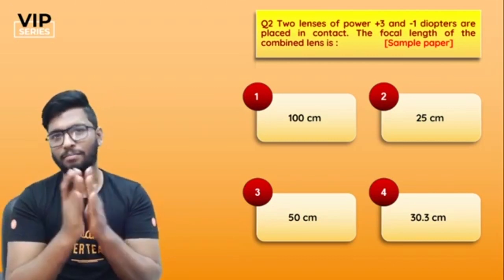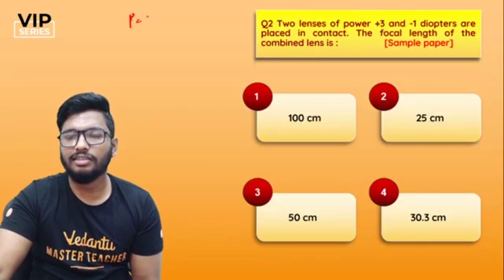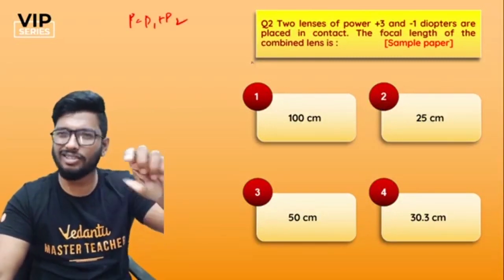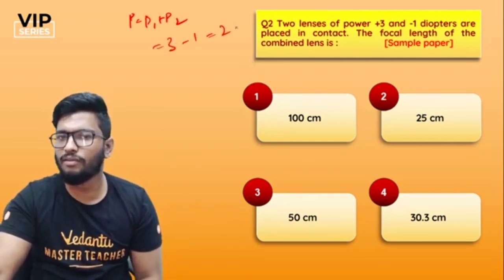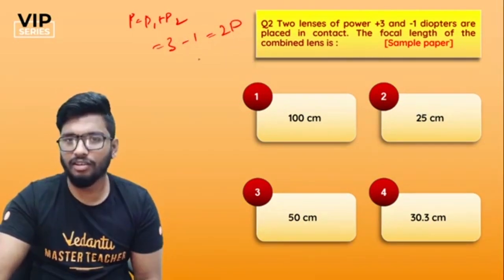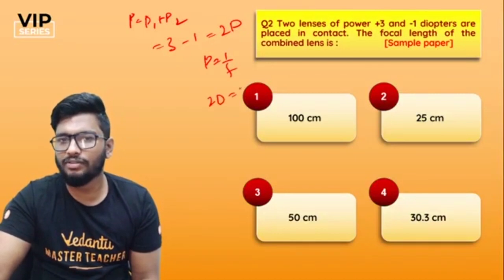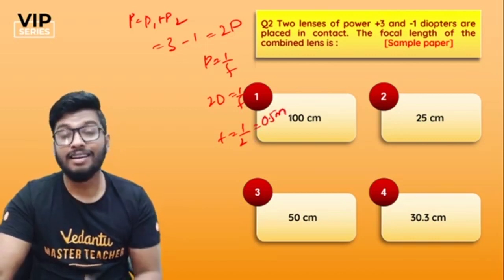See, guys, when two lenses are combined, basically what would happen is that the power would be P1 plus P2. Alright, so P1 in the sense, the power of the first lens plus the power of the second lens. So it'll be 3 minus 1, which will give you 2 diopter. You're supposed to know what is the focal length. If the power is 2 diopter, again P is equal to 1 by F. So P is 2 diopter, which is equal to 1 by F. So F is equal to 1 by 2, which is nothing but 0.5 meters.